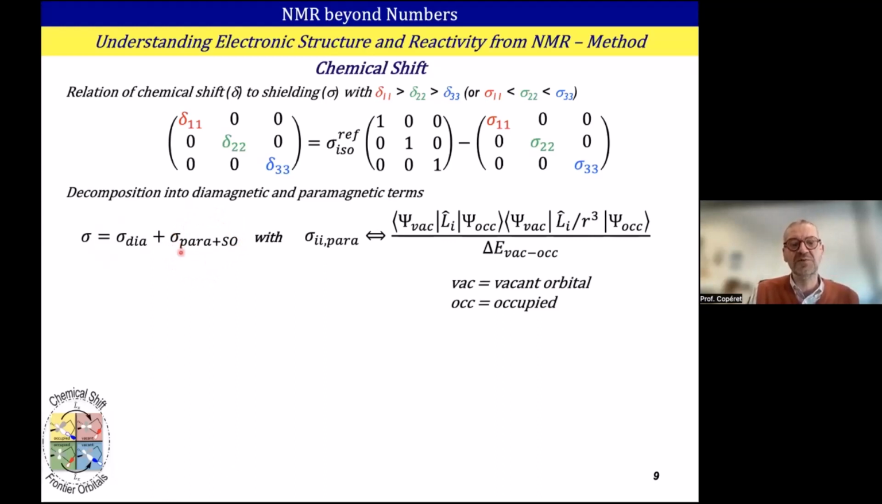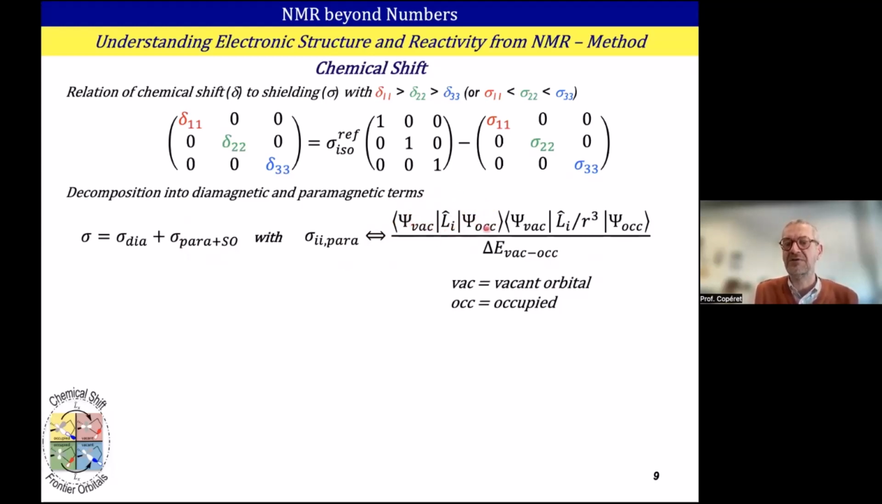It is mostly due to this term, which corresponds to the coupling of your field electron in an occupied orbital with an empty orbital of higher energy. And it turns out if you look at this equation, you can see that this value is going to be large, especially if you have an occupied orbital of the right symmetry that can interact with your vacant orbital via this magnetic moment operator.